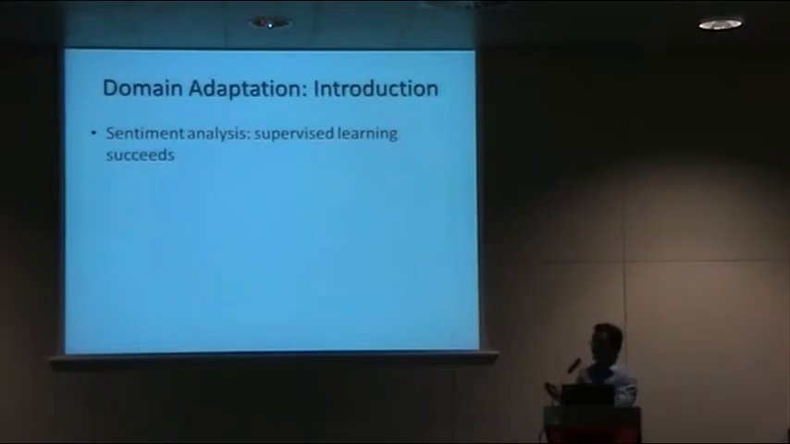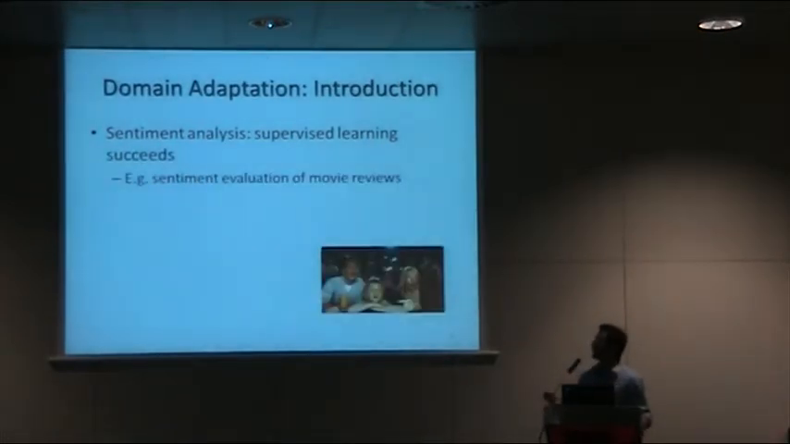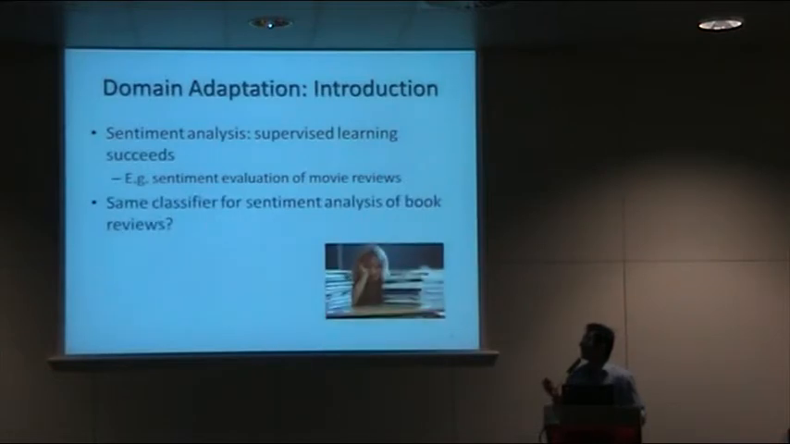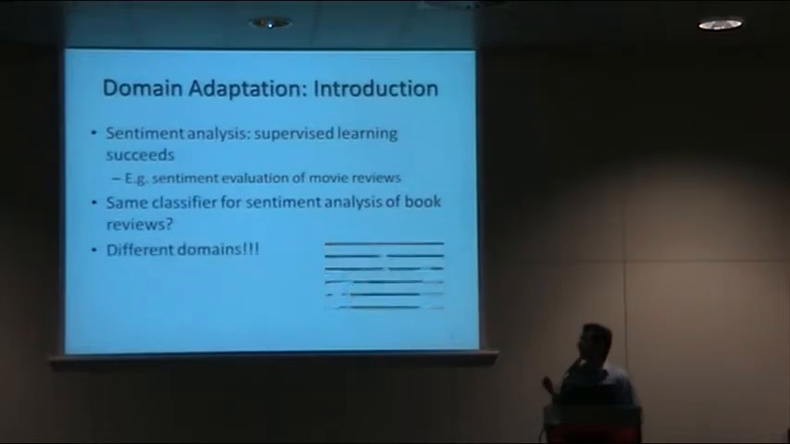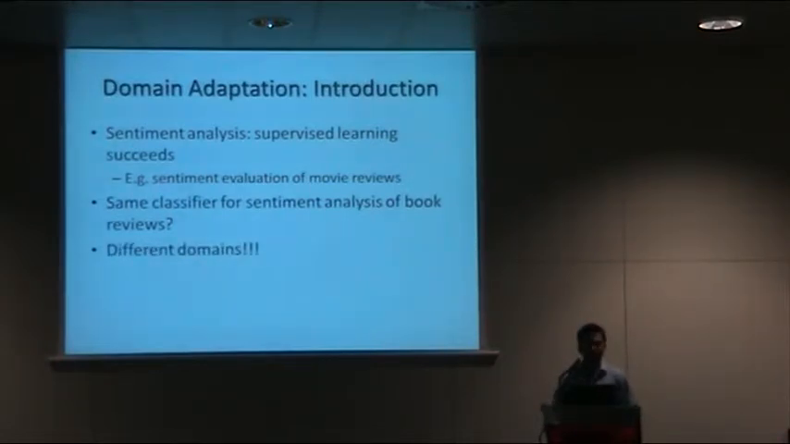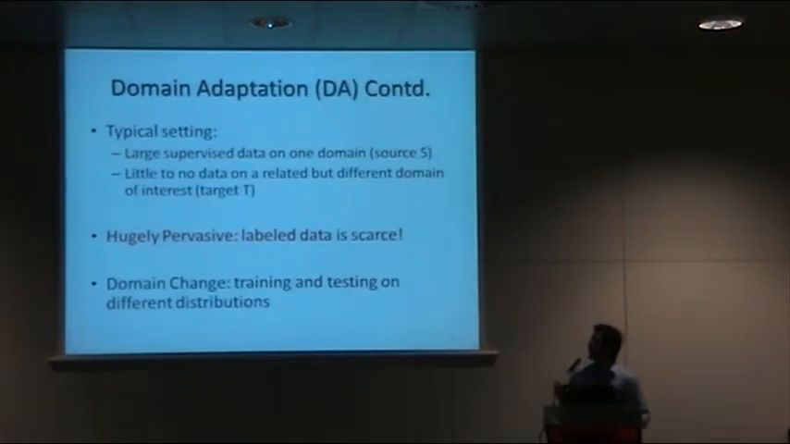So I'll have a brief overview of domain adaptation. It's known that in the case of, for example, sentiment analysis, supervised machine learning succeeds pretty well. Which is to say that if you want to do sentiment evaluation of movie reviews, supervised learning does very well. But what happens if you use the same classifier for sentiment analysis of book reviews? It doesn't do so well. And the reason is that these are essentially different domains. And what do I mean by different domains? Well, different domains means there are different distributions on which you are training and testing.